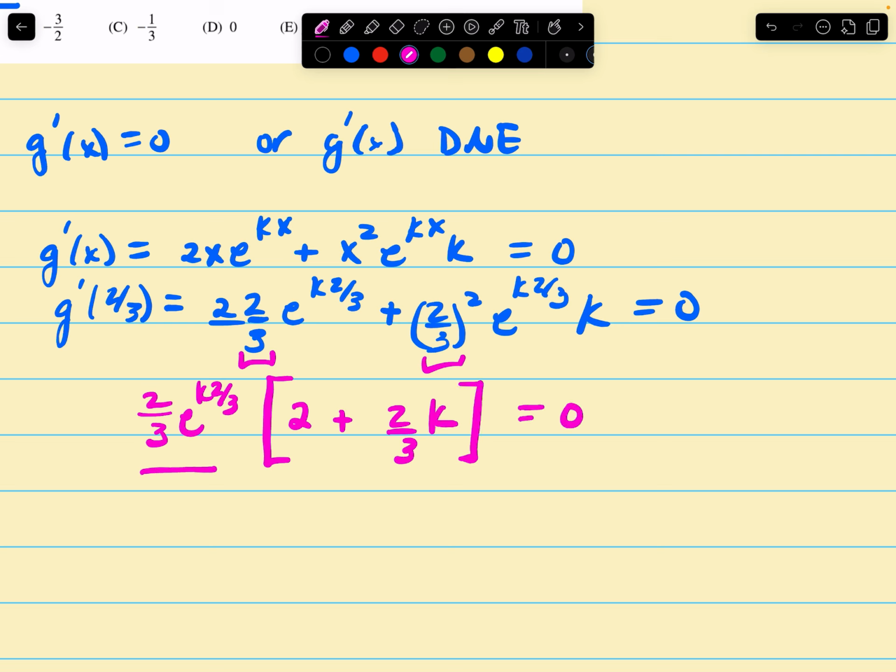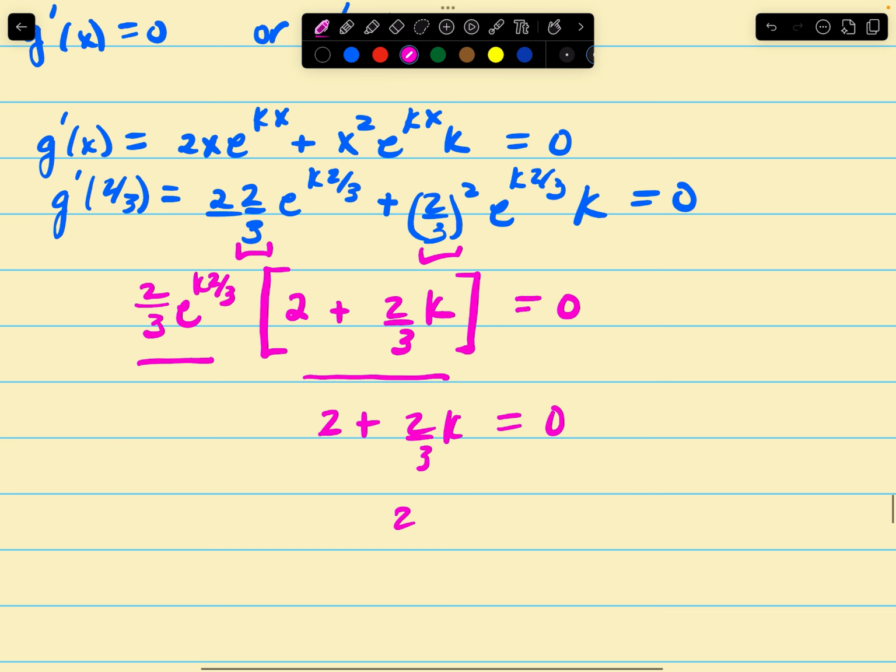So a product is equal to 0 when one of its factors is 0. The first one, e to the k times 2/3, is never 0. So it's only true when this thing right here is equal to 0. So now we just need to solve for k. So 2/3 k equals -2, multiplied by the reciprocal.